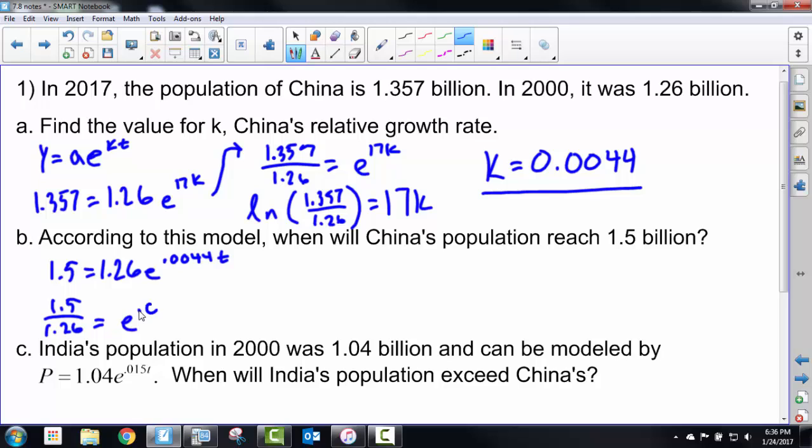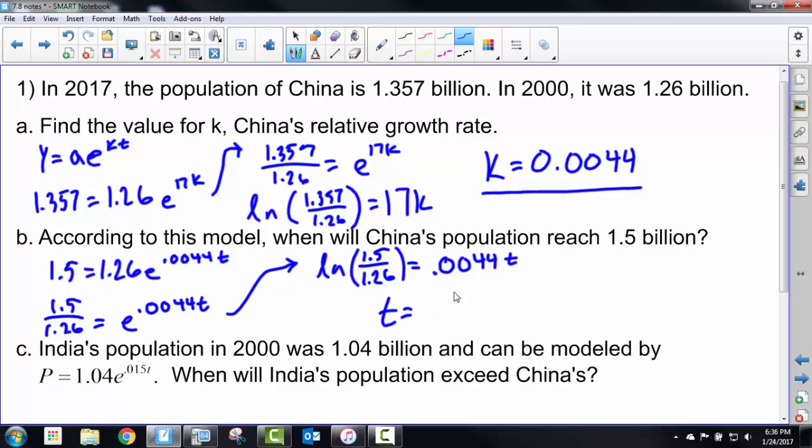The algebra is really kind of the same on this. Divide. Next step, we're going to take the natural log of both sides. And again, I'm choosing natural log here. I think you guys understand this, but it's natural log because base e tells us that we want to use base e for our logarithm as well. And then the last step here is to do in our calculators the natural log of 1.5 over 1.26, divide by that 0.0044, and see what we get. Now I've got t to be about 39.63.